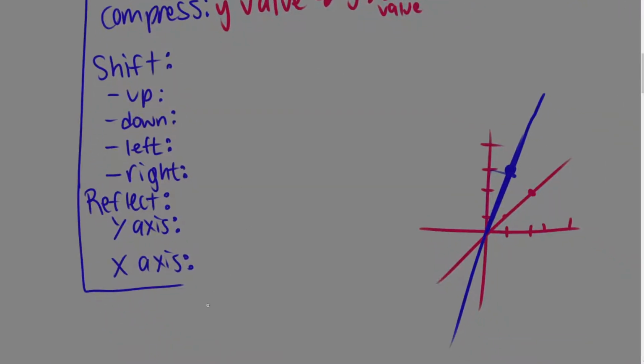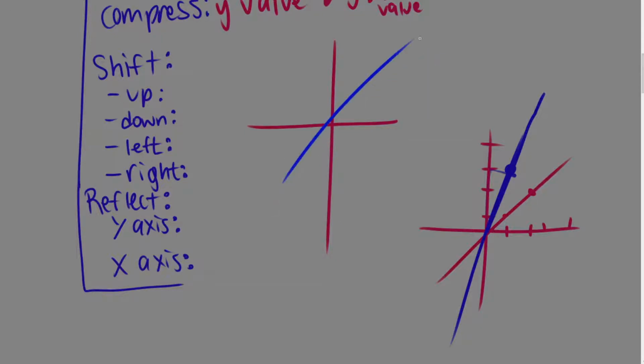And then shifting, when we're talking about shifting, we're talking about moving it around. So if we have a regular graph like this, shifting up would mean we're just moving this graph up a bit. Shifting down would mean we're just moving this graph down a bit. Shifting to the left means we're moving it to the left a bit, and shifting it to the right means we're moving it to the right a bit.